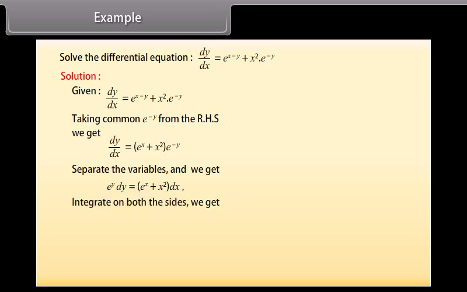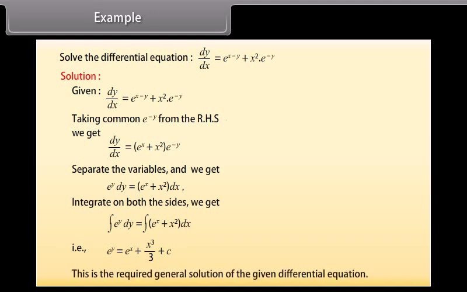Integrate on both sides, we get integral of e raised to the power y with respect to y equals integral of (e raised to the power x plus x squared) with respect to x. That is, e raised to the power y equals e raised to the power x plus x cubed by 3 plus c. This is the required general solution of the given differential equation.